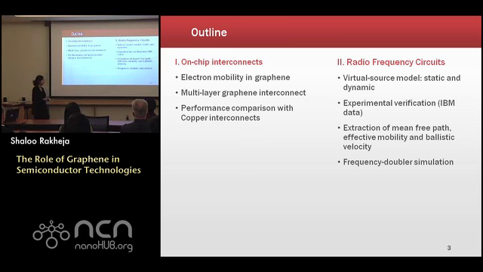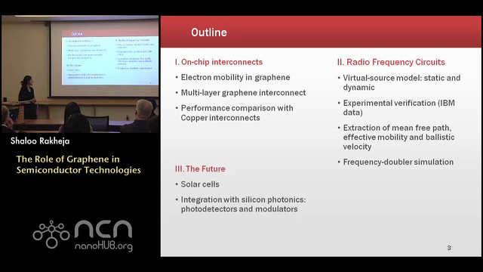And then I'm going to bridge gaps between the virtual source model and the model that Mark proposed based on reflection and transmission coefficients, and try to extract some meaningful parameters for this technology, such as mean free path, effective mobility, and ballistic velocity. At the end, to demonstrate the model capability for circuit and system level analysis, I'll be showing you Spectre simulations of frequency doubler circuits with graphene devices.